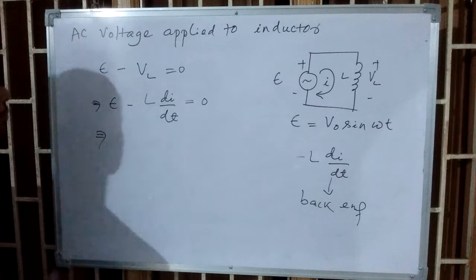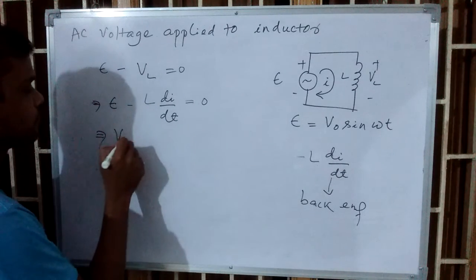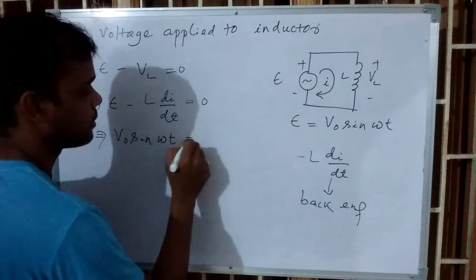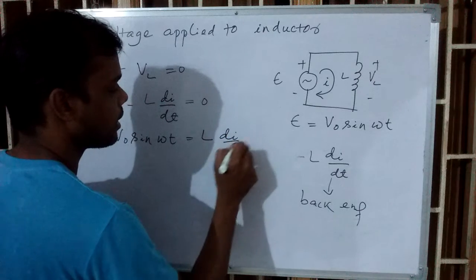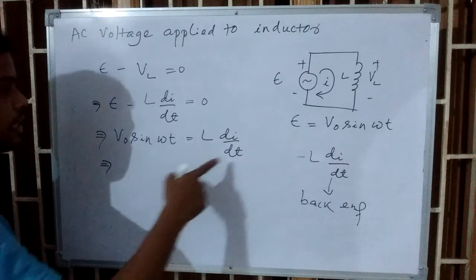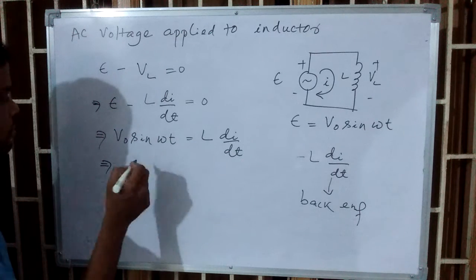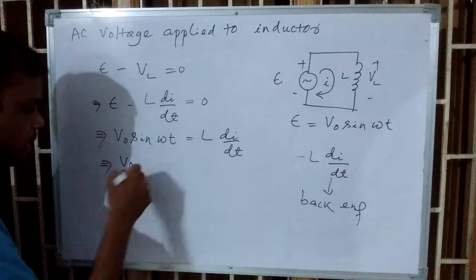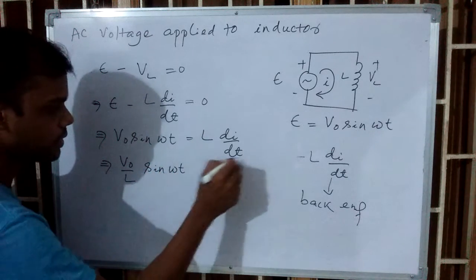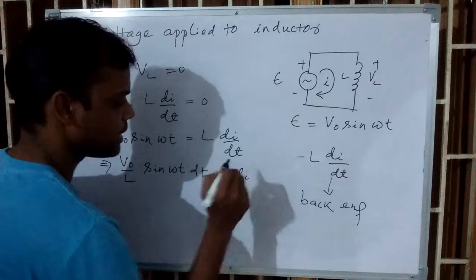Now epsilon, what is the epsilon value? That is V naught sin omega t, which is equal to L di by dt. Now transfer dt to this side and L also to this side. So V naught by L sin omega t dt is equal to simply di.